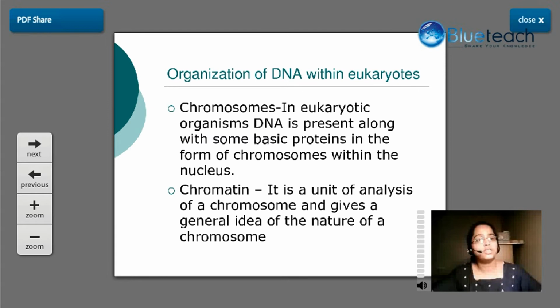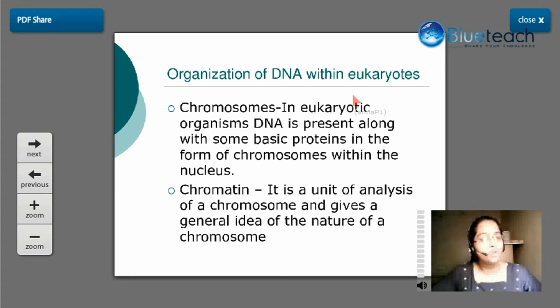Organization of DNA within eukaryotes. Now this was the discussion about organization of DNA in case of prokaryotes, that is those organisms which do not have a well defined nucleus, whereas now coming to eukaryotes which have a well defined nucleus, the DNA is present along with some basic proteins in the form of chromosomes within the nucleus. So within the nucleus, the DNA is associated with some of the histone proteins.